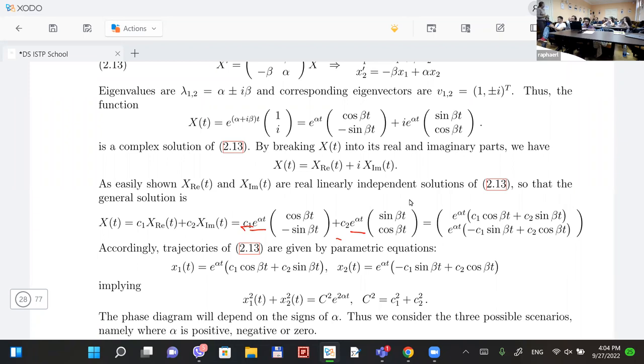Will the origin be stable or unstable? It will depend on what? On the sign of the real part of the eigenvalue. Only the real part determines the stability. If it is negative, we will have a stable fixed point. If it is positive, it will be unstable. It will move away from the origin of the plane. What if this is zero?